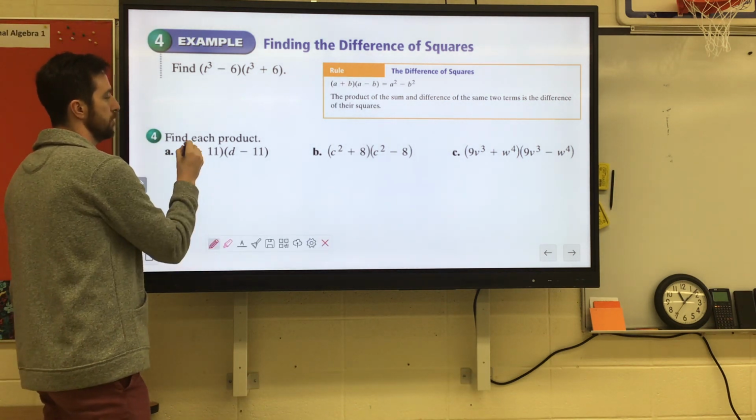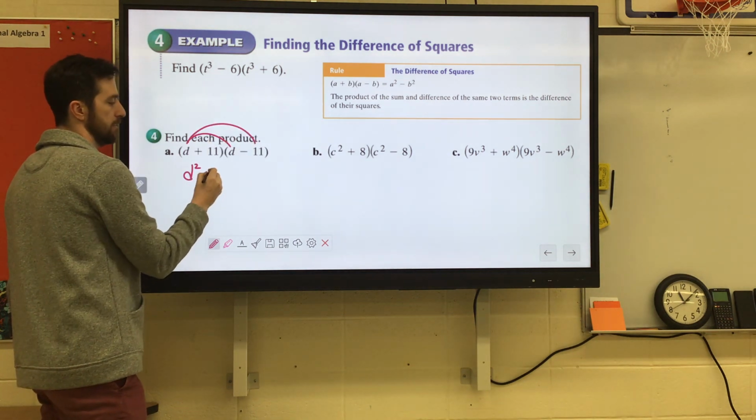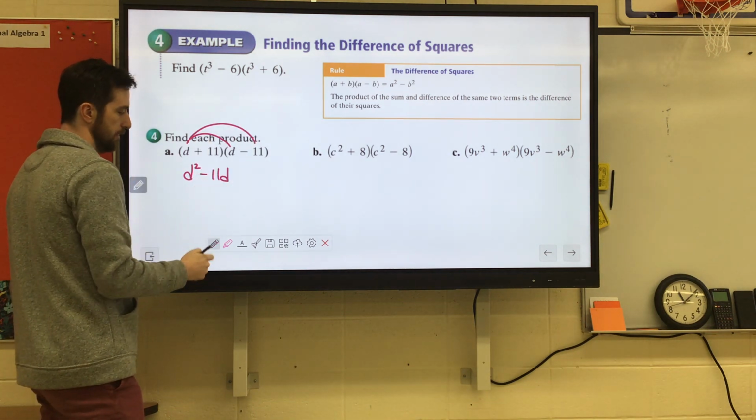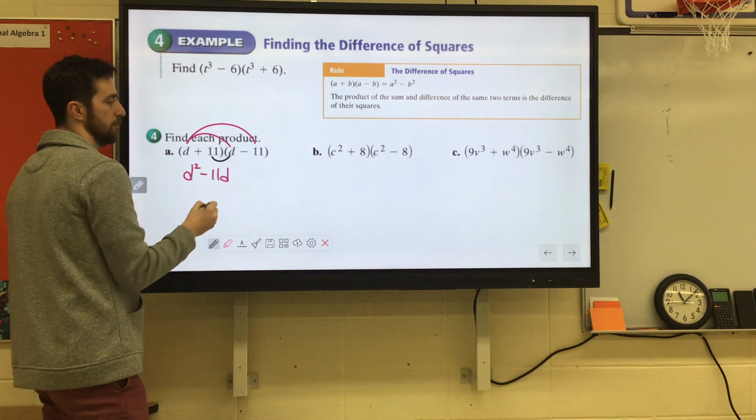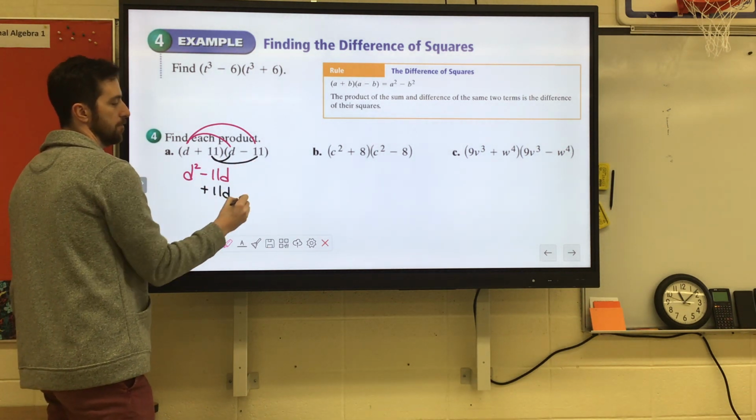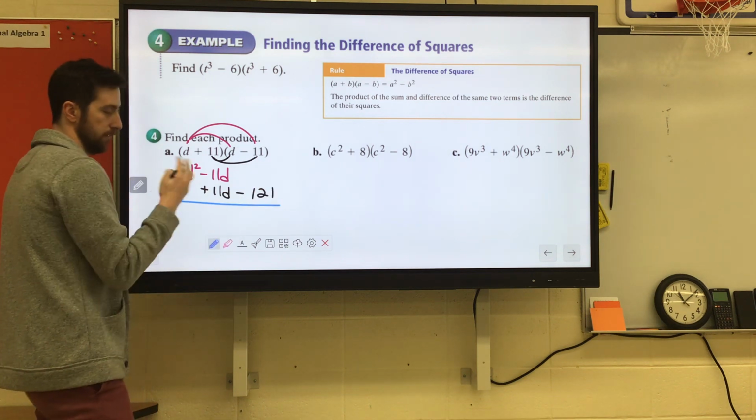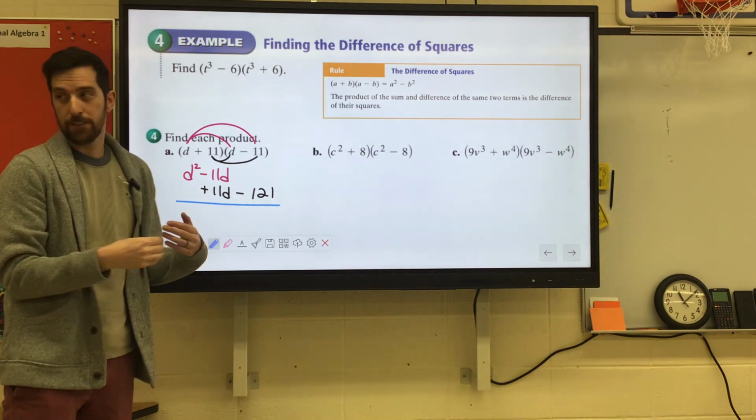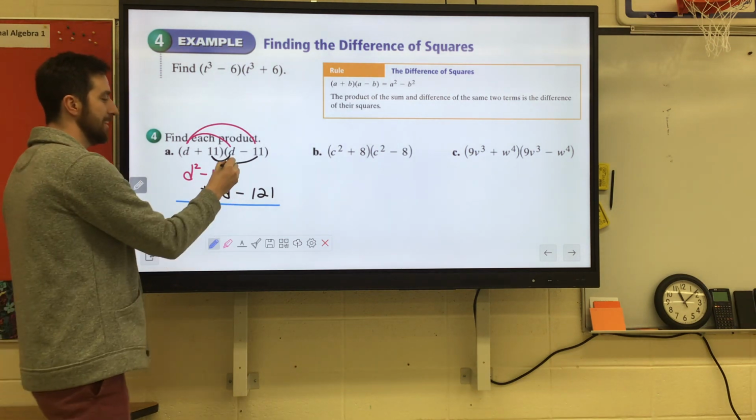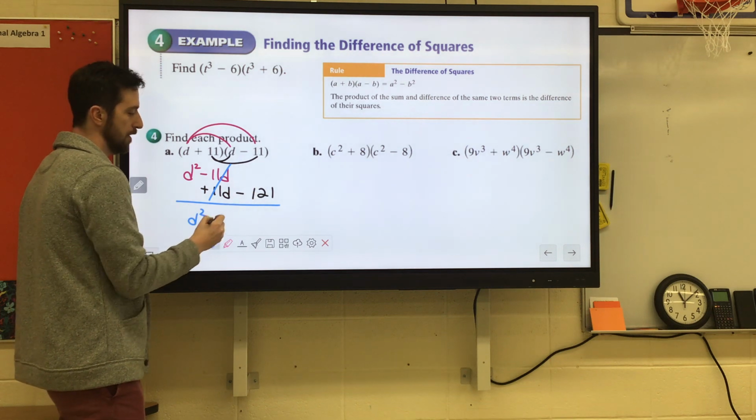So if we were to do d times d, it's d squared. D times negative 11 is negative 11d. Now we'll do positive 11 times d is positive 11d. And positive 11 times negative 11 is negative 121. Now, in the middle there you have negative 11d plus 11d. They cancel out. So we have our first term squared, and then it's minus 121.